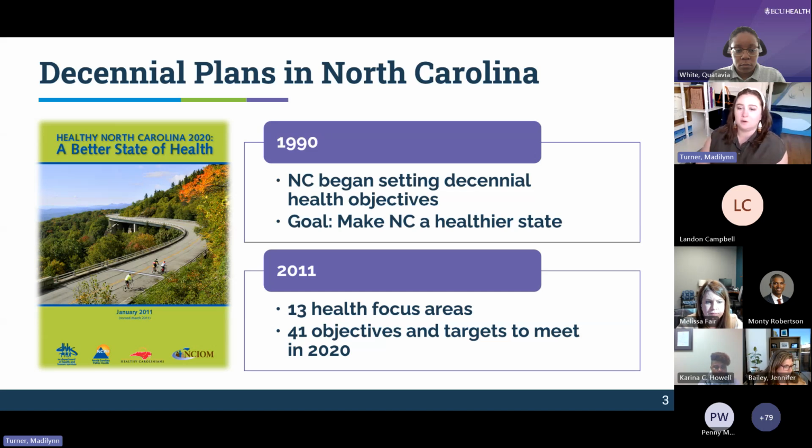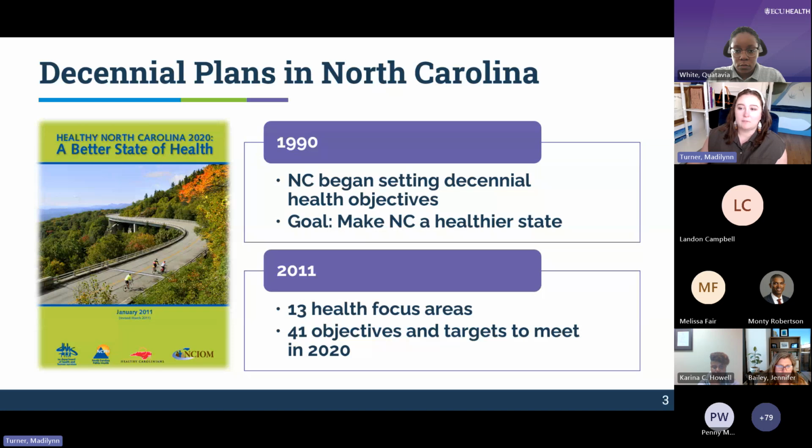We have Healthy North Carolina 2030. Those began in the 1990s, with the overall goal of making North Carolina a healthier state. Fast forward a little bit to 2011, where in this health improvement plan there were 13 focus areas and about 41 objectives and targets that we were hoping to meet in 2020.